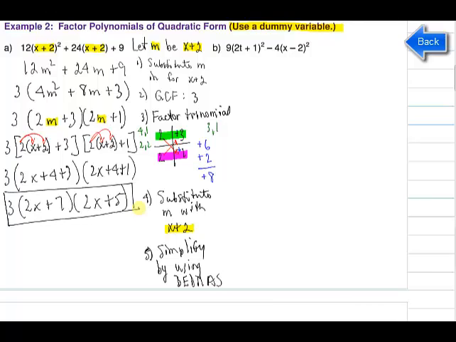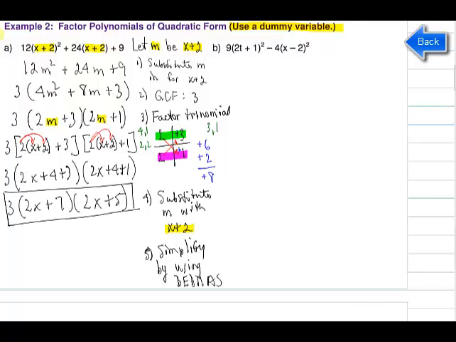Okay, and once again, if you want to check, you can FOIL your 2x plus 7 times your 2x plus 5, multiply it out by 3. You should get, oh, you wouldn't, it'd be harder to check this one, wouldn't it? Because you would actually have to expand your x plus 2 squared and distribute your 24 through your x plus 2, and then simplify everything and see if that equals what you have here. So it's a lot more difficult to check on this one.